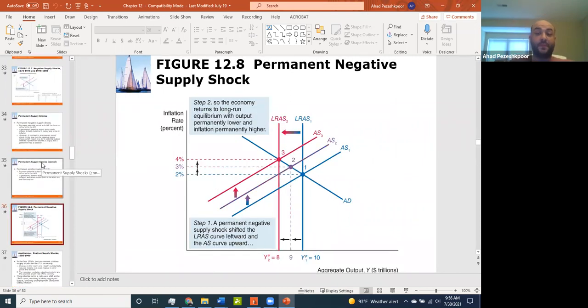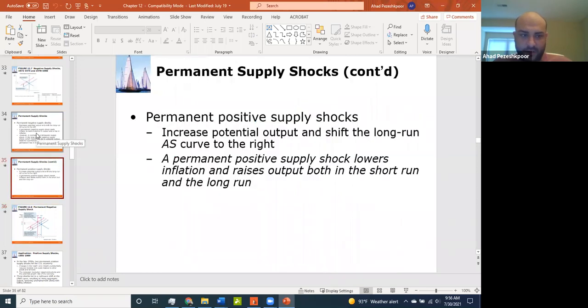Now, when it's a permanent supply shock, your aggregate demand doesn't change. Again, demand stays the same when there is a shock to supply. What changes here is your aggregate supply in the short run and your aggregate supply in the long run. Therefore, this is a permanent negative supply shock.